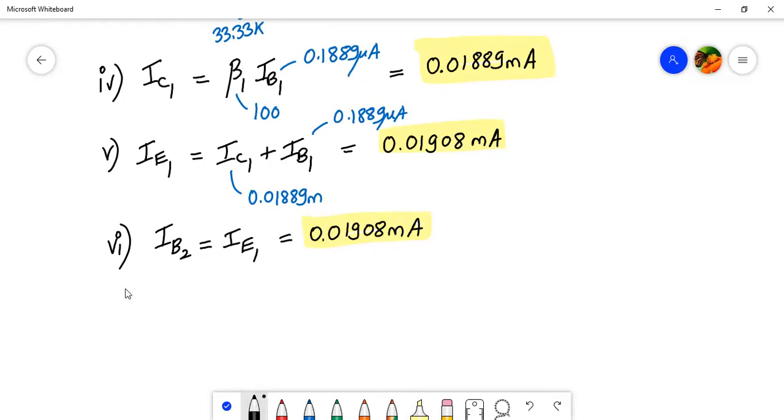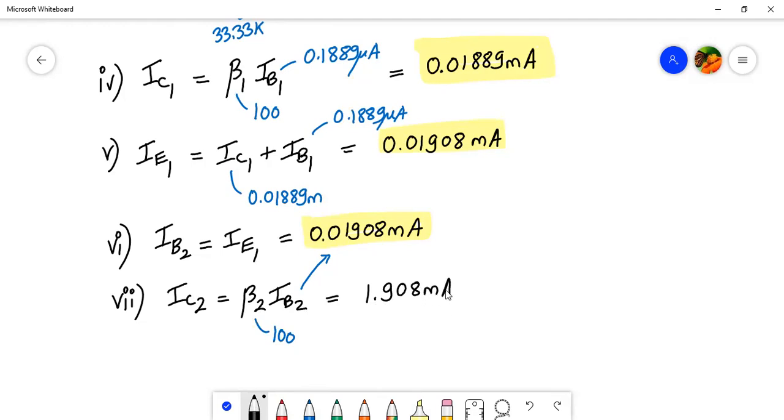Okay, then similarly, we can calculate the value of IC2. So IC2 will be beta 2 times IB2. Your beta 2 value is 100 and IB2 value is over here. And so you can easily calculate this. IC2 value will be 1.908 milliamperes. All right. So we have calculated all the terminal currents except for IE2. So let's also calculate IE2.